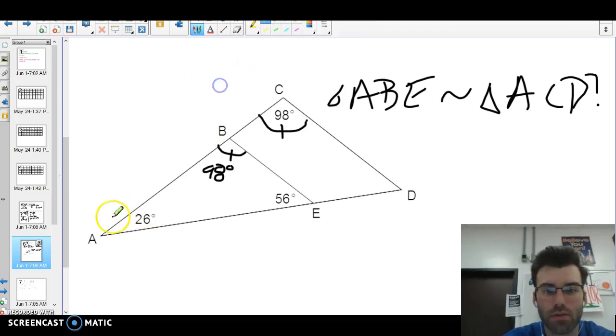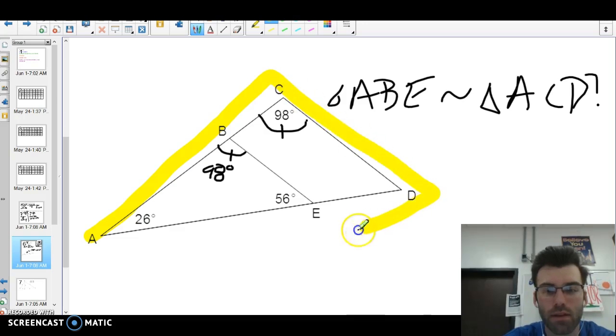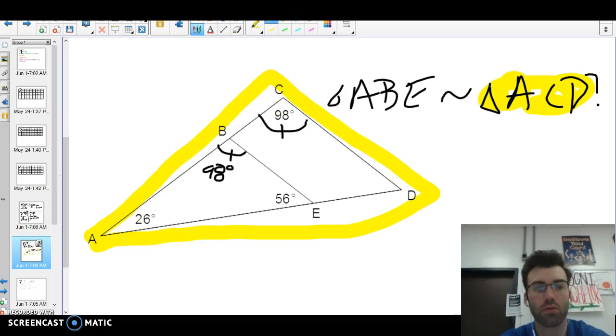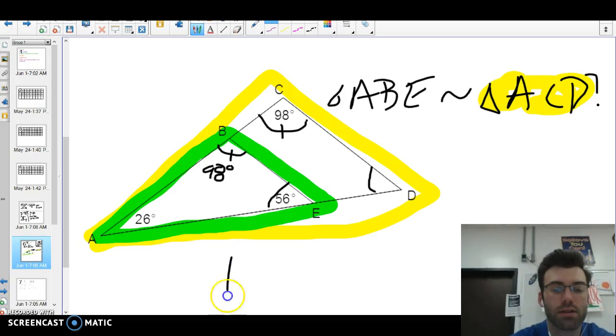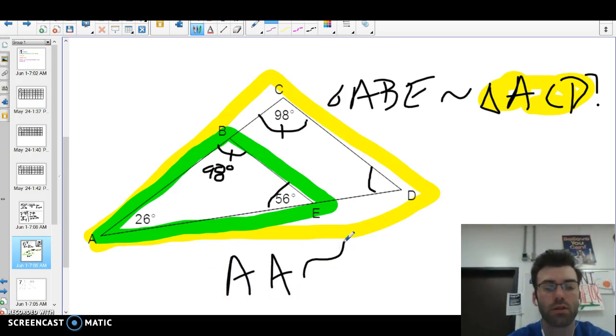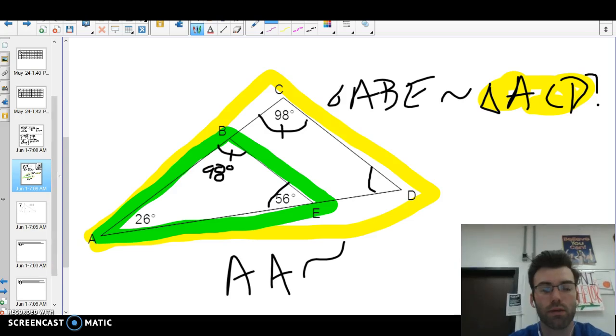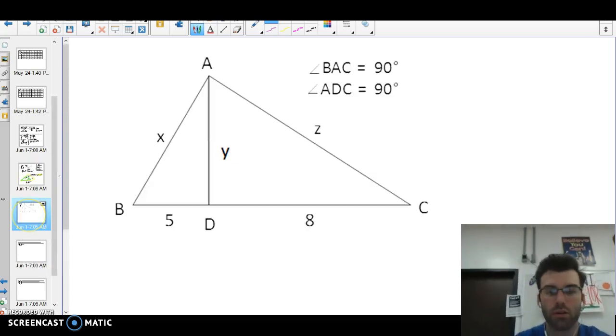Remember, there are those 2 triangles: the big one, which is ACD, and the smaller one. Sorry, I had someone knocking on my door. So the big triangle is ACD, and the smaller triangle is ABE right here. Are these two similar? I guarantee you, if I look at this yellow triangle and do 26 plus 98, I bet this is going to be 56. So are these two triangles similar? Yes, they are, by angle similarity.